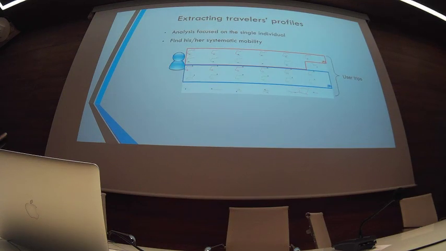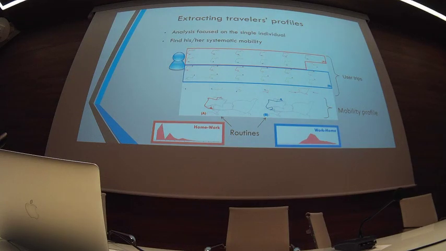For example, we are working on extracting traveler profiles, where a traveler profile is the definition of the systematic part of the travel of the individual. From a set of real trajectories from vehicles, we are trying to extract what we call routines: travels that are very similar, very repetitive and systematic in time, in order to describe the routine part of the mobility of a user.